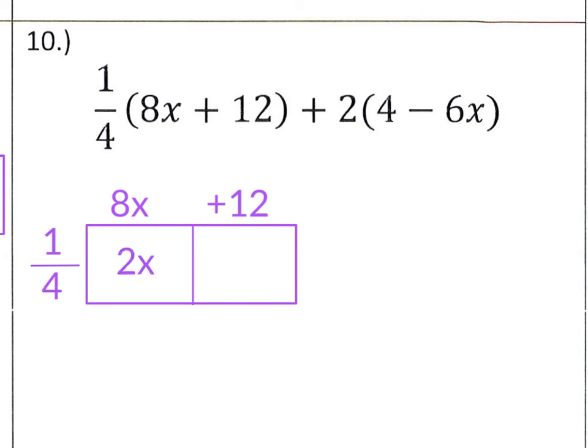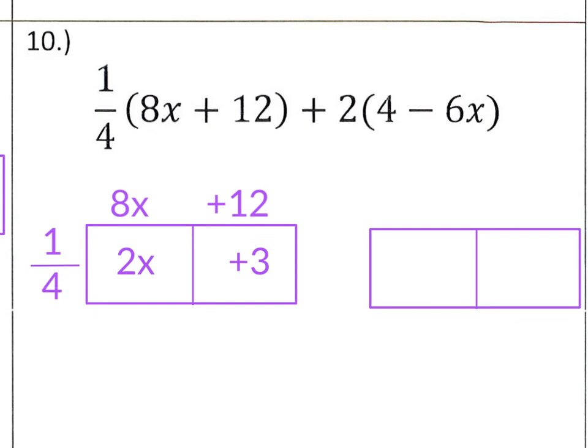And then we have the x there. And then 1/4 of 12, or 1/4 times 12, is positive 3. Okay, so my answer for the first part is 2x plus 3, but I'm not done because when I look next to it, I see that I actually have another monomial, one term, the 2, being multiplied by the 4 minus 6x, 2 terms. So I'm going to set up another area model. So I have the 2 times the 4 minus 6x. 2 times 4 gives me 8, and then 2 times the negative 6x gives me negative 12x.